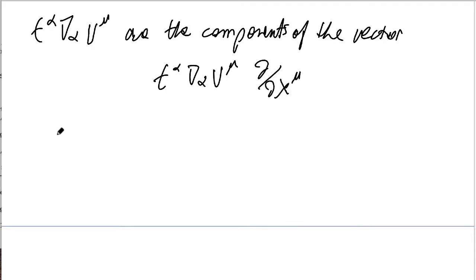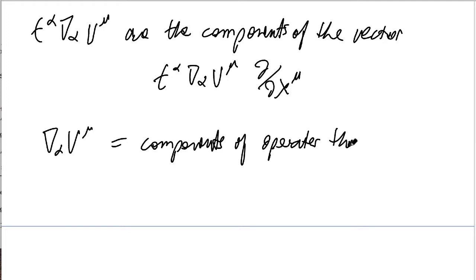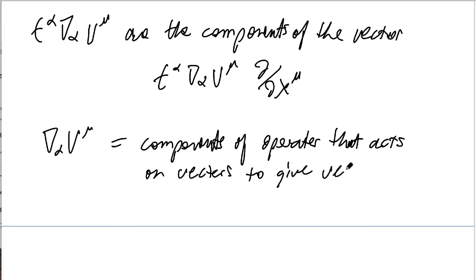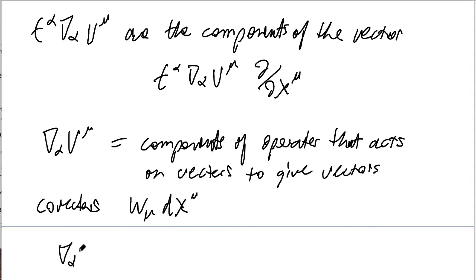Now there's another way we can look at this. We can consider del alpha v mu to be the components of an operator that acts on vectors like the vector t, or vector fields, to give a vector like this vector field here. In other words, this idea of an operator acting on a vector, we've encountered that before when we talked about covectors. Covectors act on vectors, and we can expand a general covector W as a linear combination of basis covectors dx mu. So this object is the components of the following operator, del alpha v mu dx alpha d by dx mu.